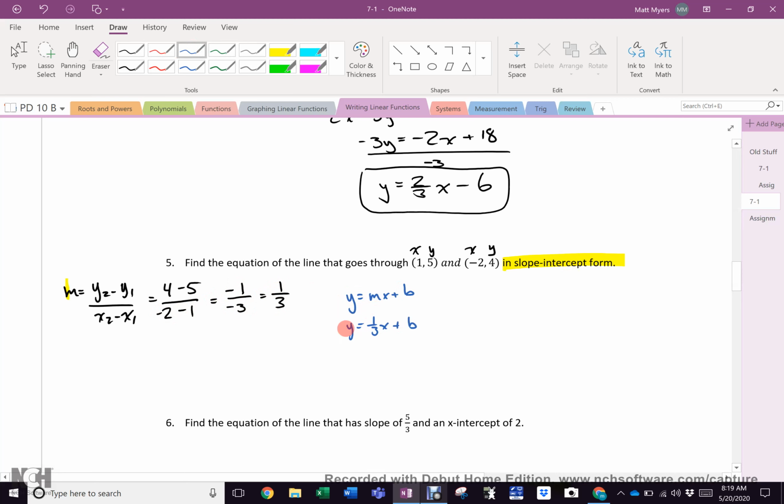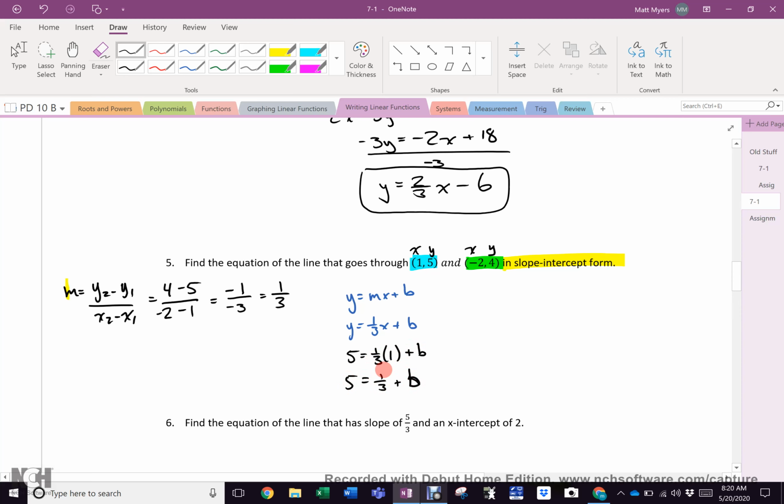Mr. Myers, how do I solve that? I've got y, x, and a b. Well, kid, there's a y and an x. There's a y and an x. I can use either one. It doesn't matter. So I'm going to use this one because there's a 1 in it. So y is 5. 5 equals 1/3 times 1 plus b. What's 1/3 times 1? It's 1/3. 5 equals 1/3 plus b.